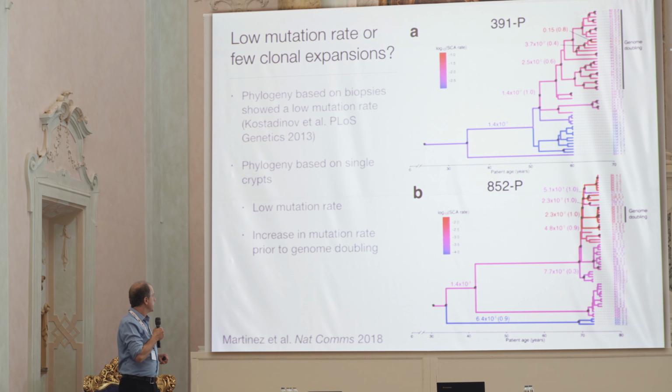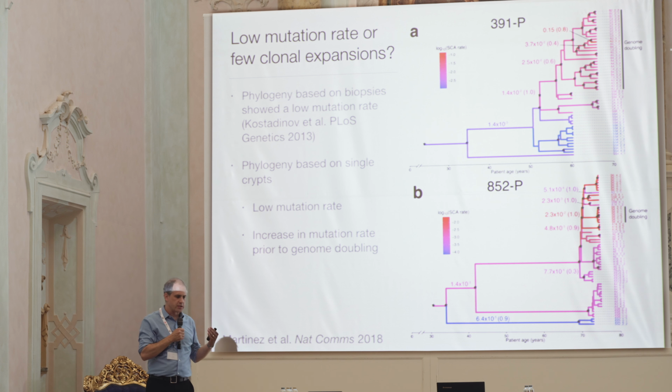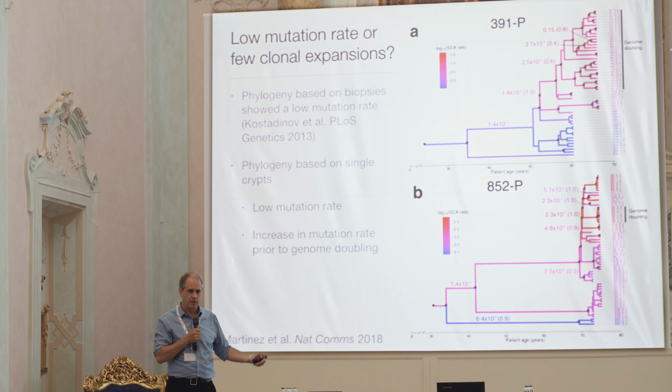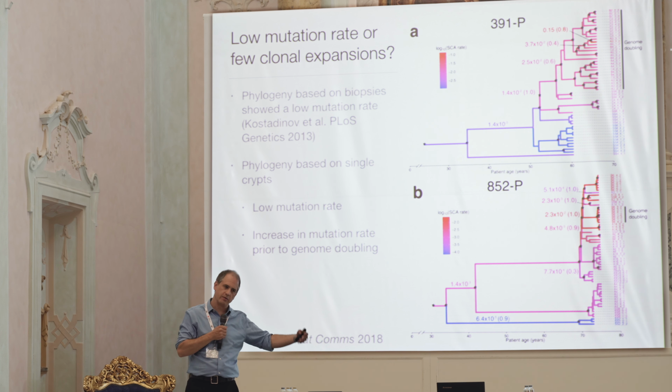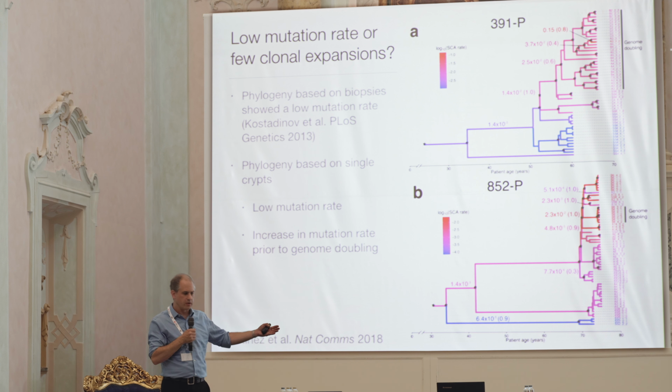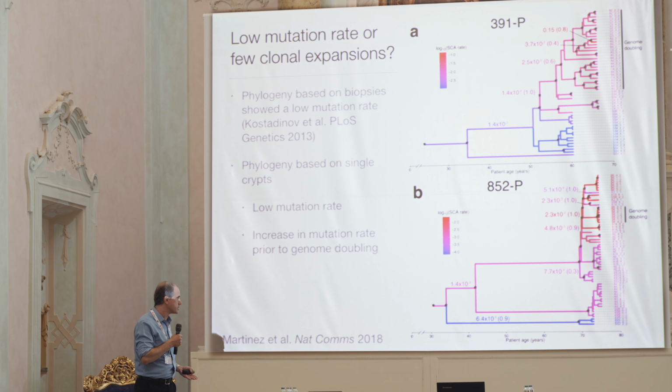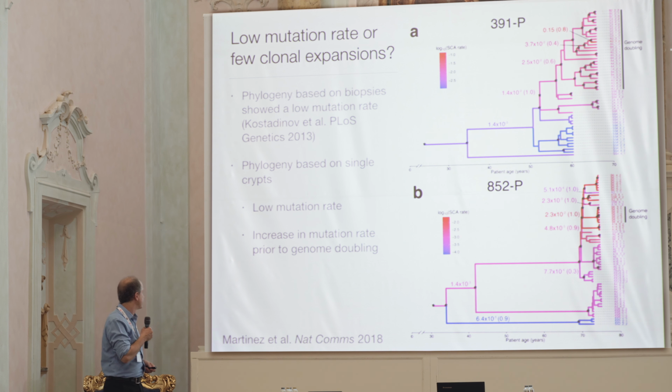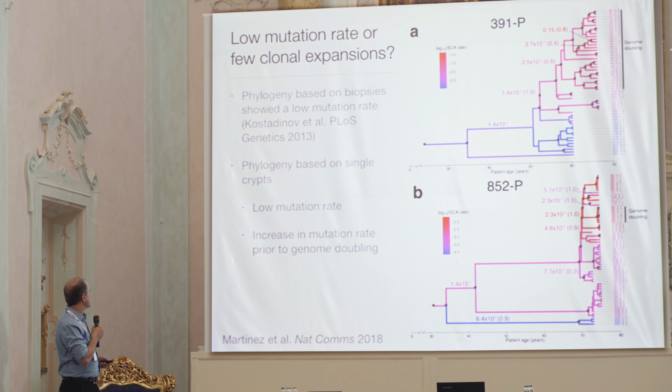What was an interesting result of this was that we could see an increase in the mutation rate by orders of magnitude prior to genome doubling, and then a continuation of increases in mutation rate after genome doubling. We didn't know that in the literature before this, but there was a hypothesis that you needed to have genome doubling to get this increase in mutation rate. It does not seem to be the case in Barrett's esophagus.